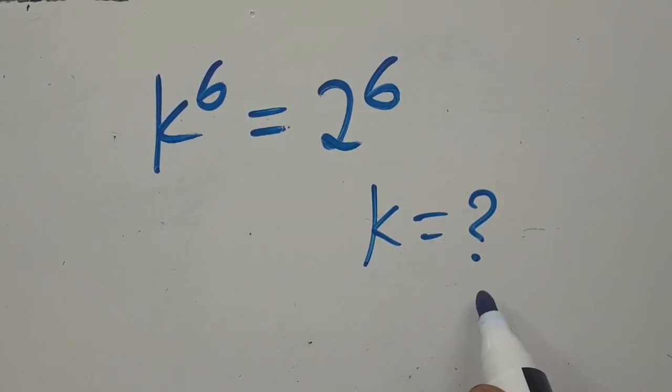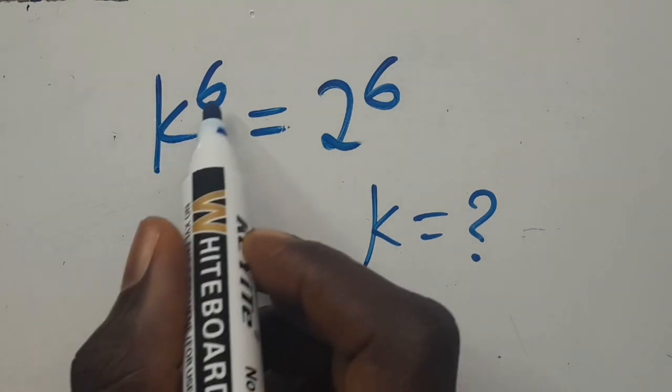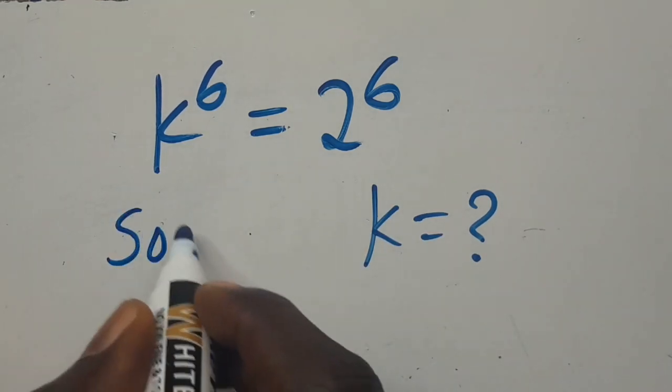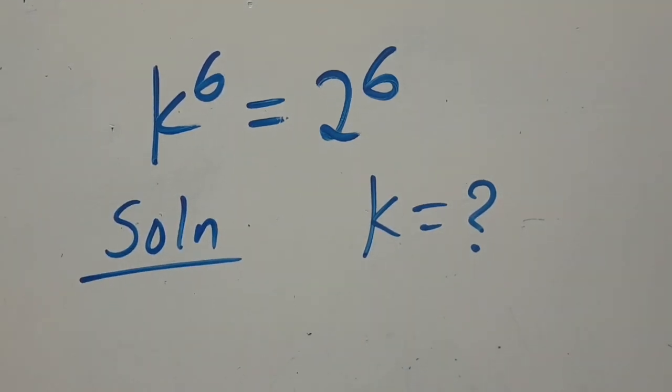What will be the value of k, given that you have k to the power of 6 equals 2 to the power of 6? Let's head to the solution.